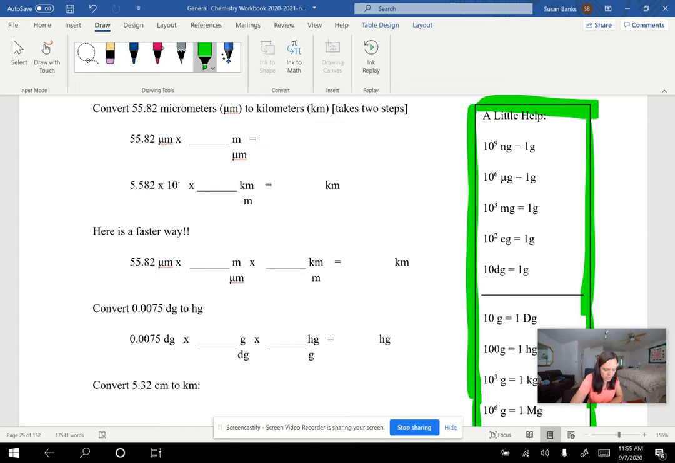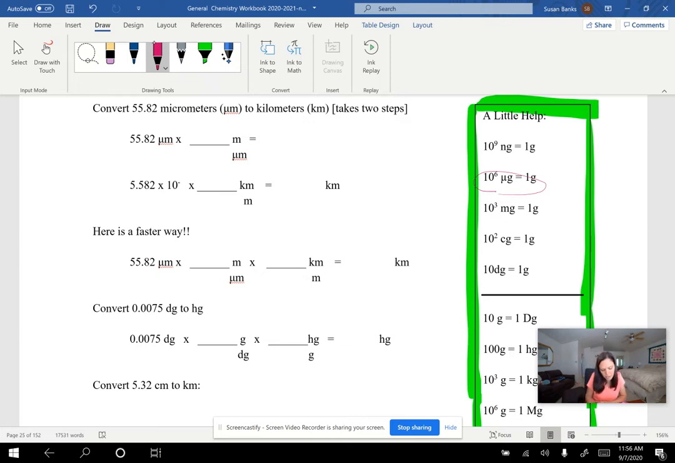The first question that we are going to be doing, we want to convert 55.82 micrometers to kilometers. So we need to look at our relationships here. We want to look at micro. Let's see that funny little character. That, by the way, is mu in the Greek alphabet. We have 1,000,000 micrometers to 1 meter.